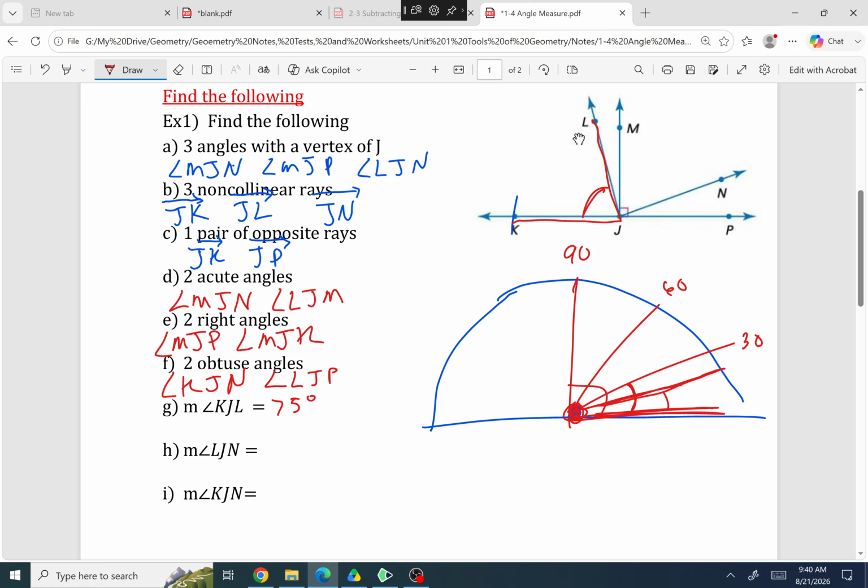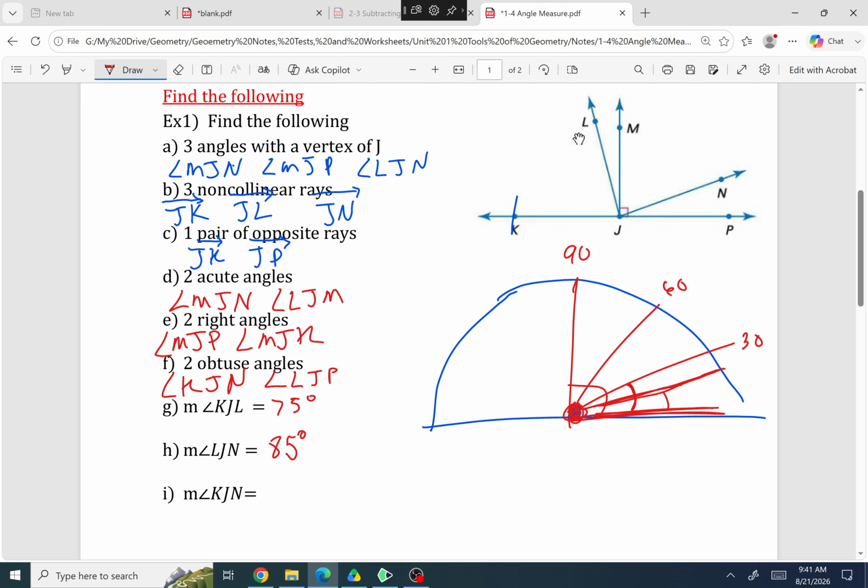LJN? See, what I would pretty much do is, this angle's almost this angle, right? So that's probably really close to 90. Probably a little bit less, right? 85 would be a good guess. If you want to be exact, what would you do? Get a protractor and measure it, okay?